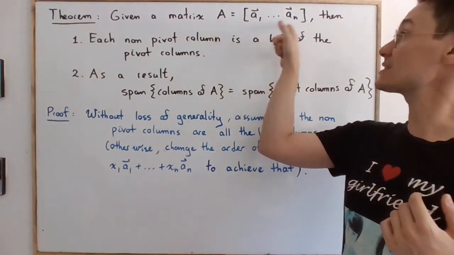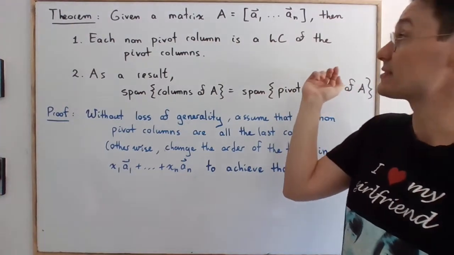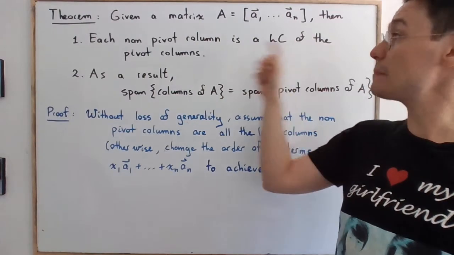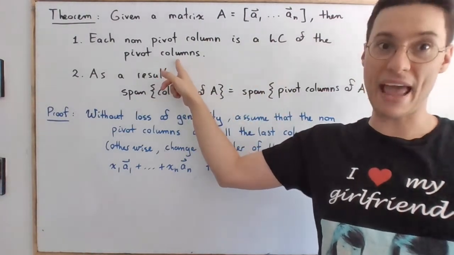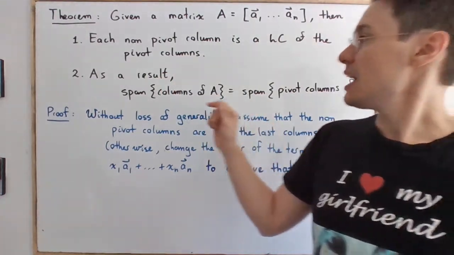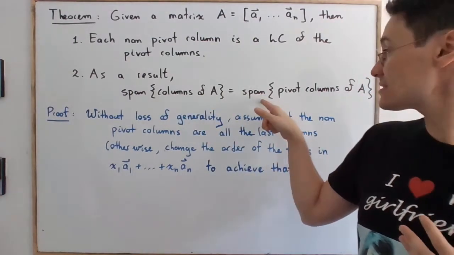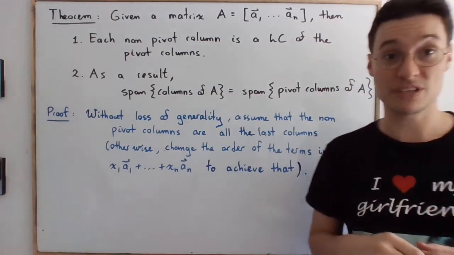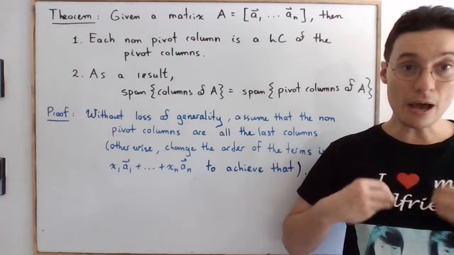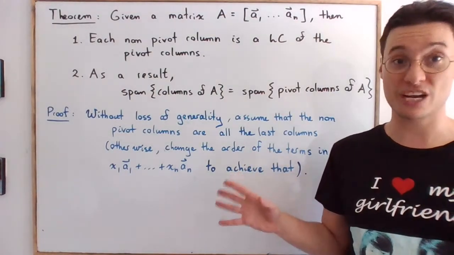If we have a matrix that's described by its columns, A1 to AN, all being vectors, then each non-pivot column is a linear combination of the pivot columns of A. Be careful, of A, not of the row echelon form. And as a result, the span of the columns of A is the same as the span of the pivot columns of A. And the reason why this is very useful is to get a minimal spanning set, to remove any kind of redundant vector from the generating set.